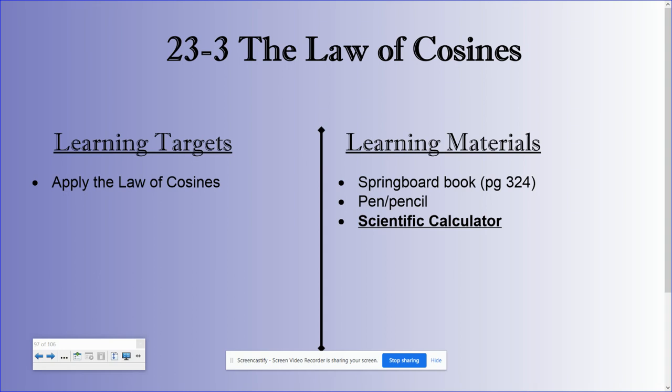In lesson 23-3, we're going to be talking about the law of cosines. So we're going to use the law of cosines to solve some problems today. So open up your Springboard book. We are starting on page 324, and you're going to need a scientific calculator to do those trig functions and something to write with.